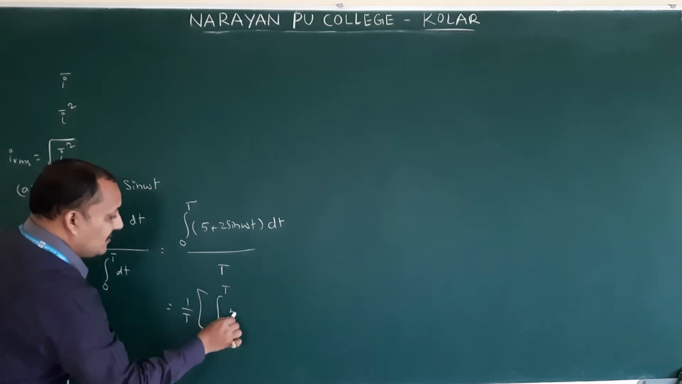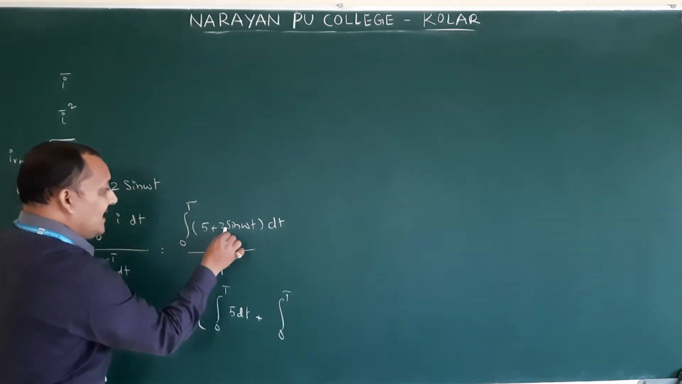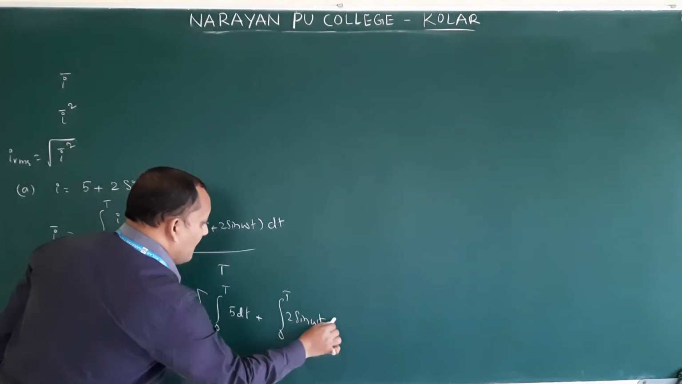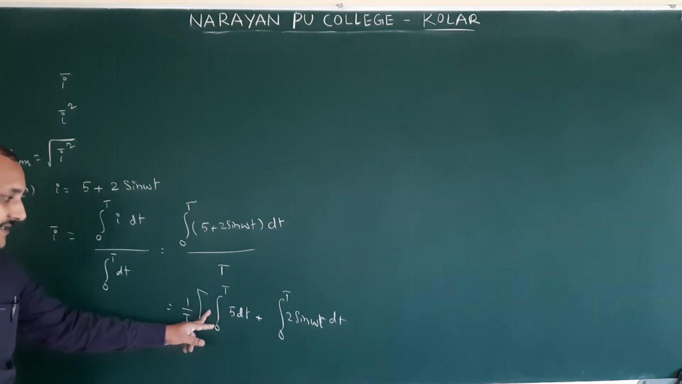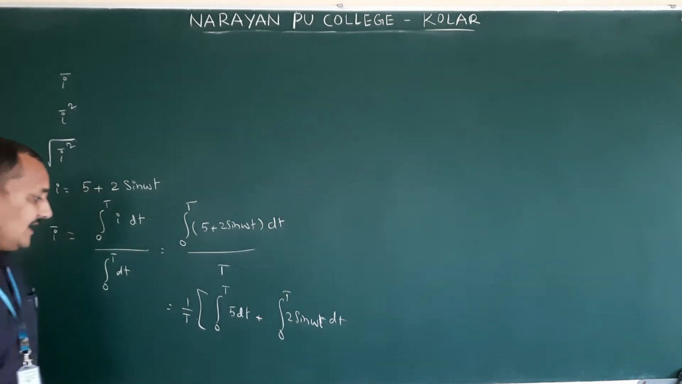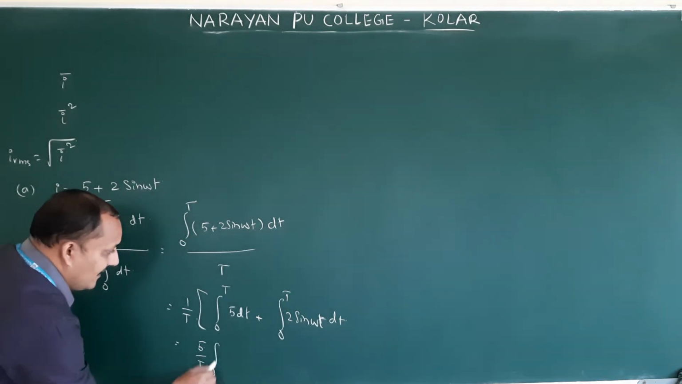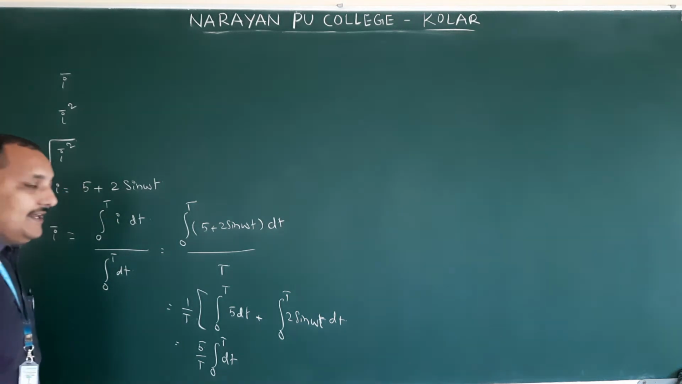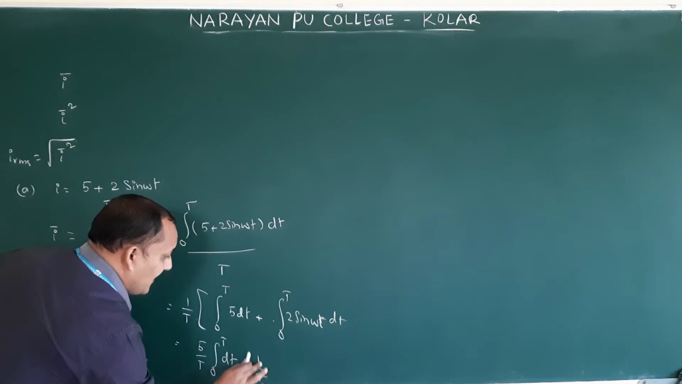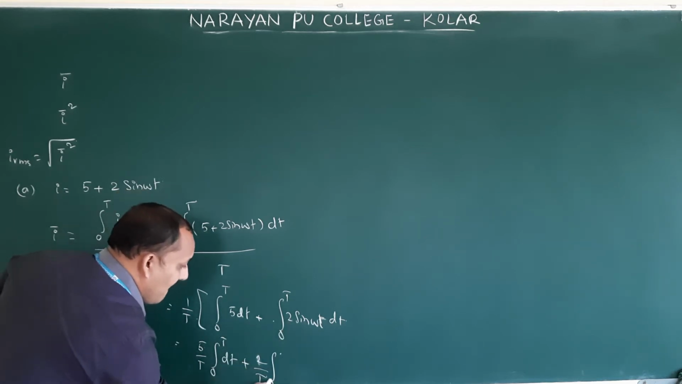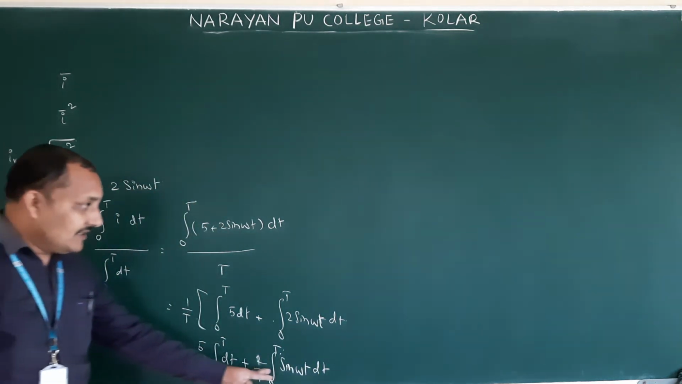Expand this one. 0 to t 5 dt plus 0 to t 2 sin omega t dt. So this 5 is constant, write it outside. This 2 is constant, write it outside. This 1 by t I multiply 5 by t integral 0 to t dt, plus this 1 by t I multiply, 2 by t, 0 to t sin omega t dt.